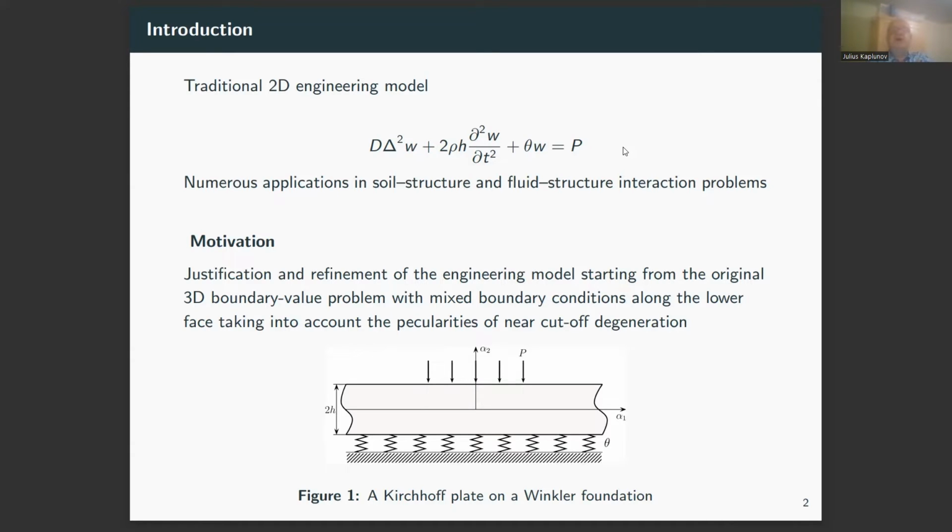This equation found really numerous applications in soil structure and fluid structure interaction problems. It wouldn't be wrong to say that over 1 million publications were somehow based on this engineering model. And I am not exaggerating. But still, as an applied mathematician, I strongly dislike the state of the art. There is no proper mathematical justification of this model.